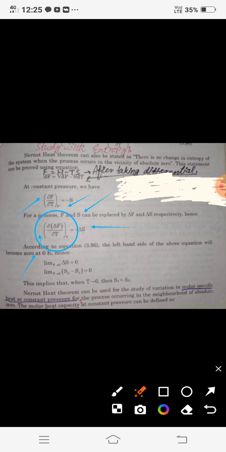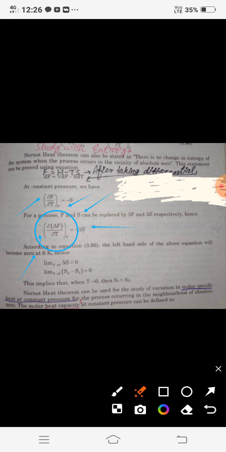The Nernst heat theorem has said this, because it says that there is no change in the entropy of the system when the process occurs in the vicinity of absolute 0, meaning that the process is taking place around absolute 0 temperature. Vicinity means around. When the temperature is around or almost absolute 0, then the change in entropy is almost 0. Then the change in entropy is 0 at all. So we are writing this by applying the condition where the temperature is approaching 0.